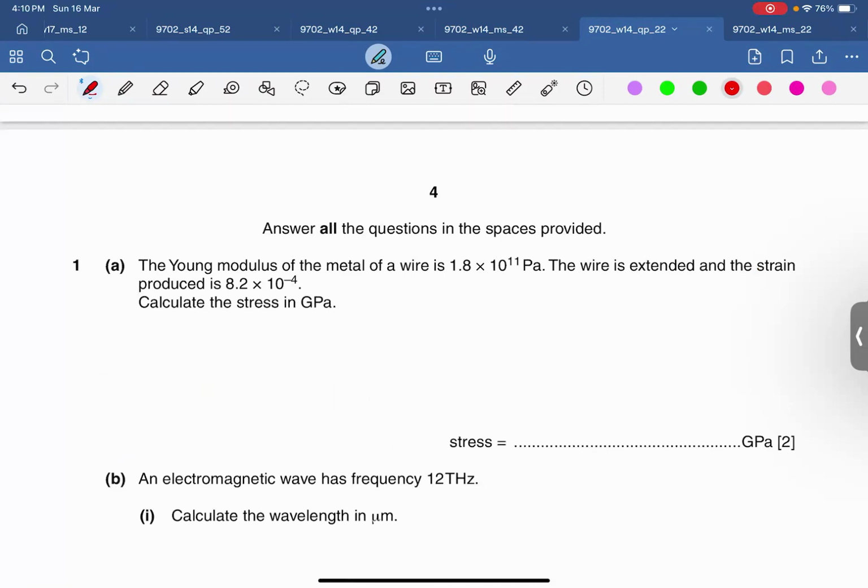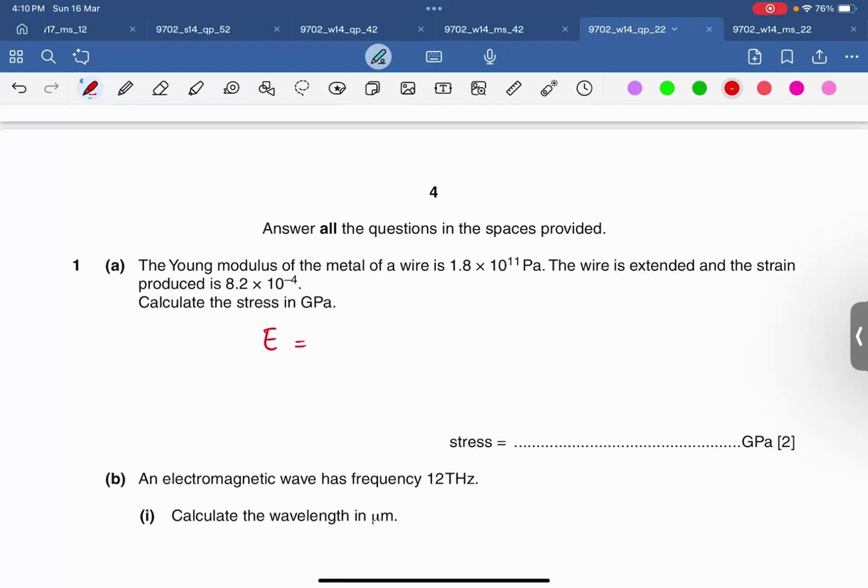Yes, Irfan. The Young modulus of the metal wire is 1.8 into 10 to the power 11 Pascal. The wire is extended and the strain produced is 8.2 into 10 to the power negative 4. Calculate the stress in gigapascals. Okay. Can you tell me the formula, please, that relates the Young modulus, stress and strain?